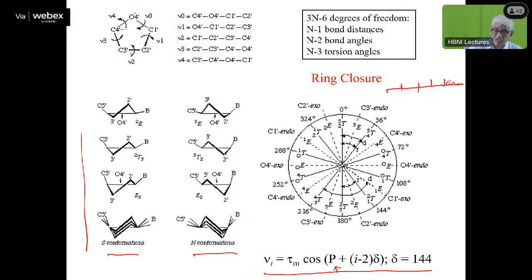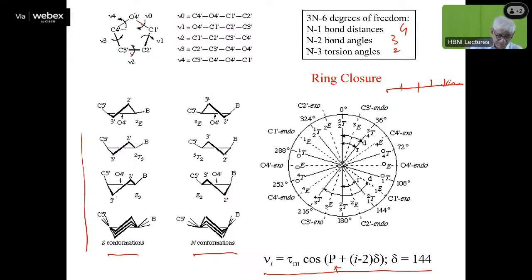Out of that, you have n minus 1 bond distances, that is 4 bond distances. N minus 2 bond angles, that means 3 bond angles; at every step you have a bond angle. And then you have n minus 3, that is 2 torsion angles, which are sufficient. That makes it 9: 4, 3, 2. That is if it is a linear chain. Then with this we can place all the 5 atoms appropriately in space.